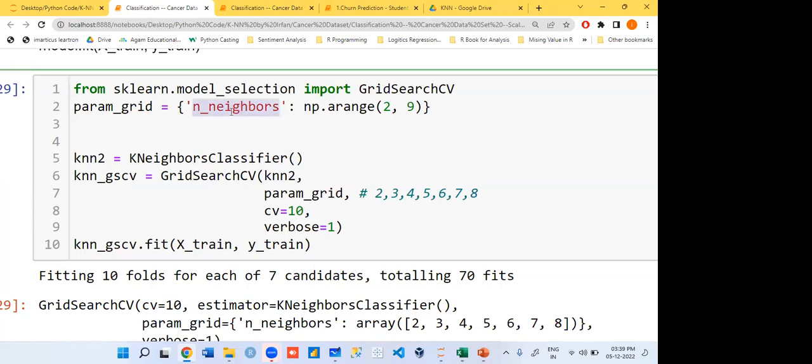Okay. We have n neighbors. Means how many neighbors I want. Range given from 2 to 9. The rule of the range we have arranged is 2 to 9. So we'll start from 2, 3, 4, 5, 6, 7, 8.